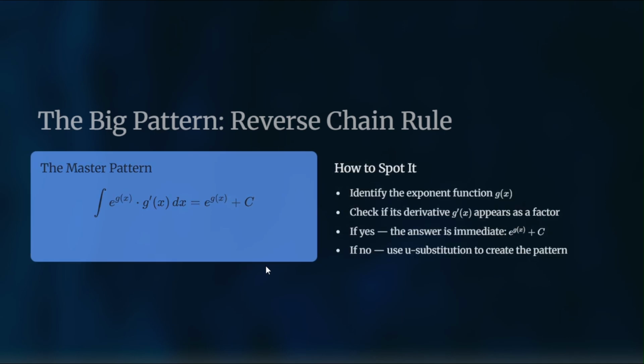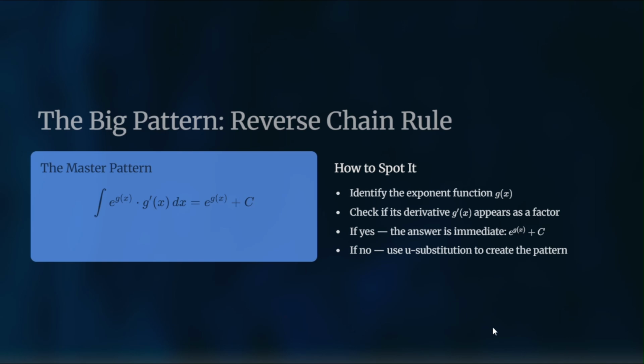Here's how to spot it. You'll want to identify the exponent function g of x, and check if its derivative g prime of x appears as a factor. If yes, the answer is immediate, that's e to the power g(x) plus c. If no, you'll use u-substitution to create the pattern.